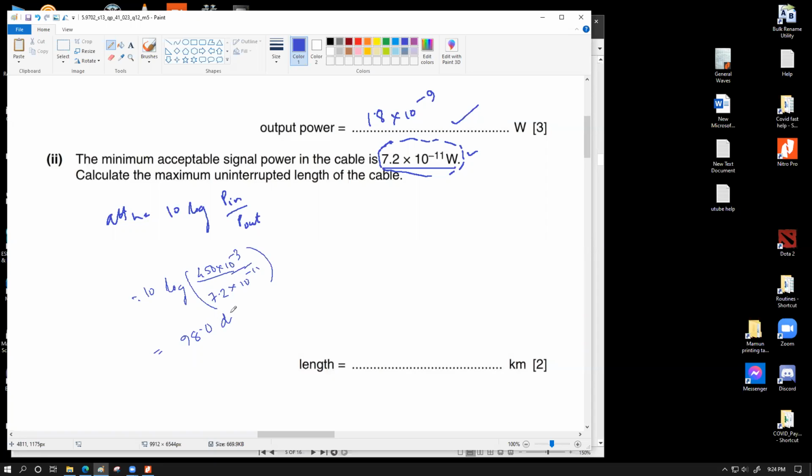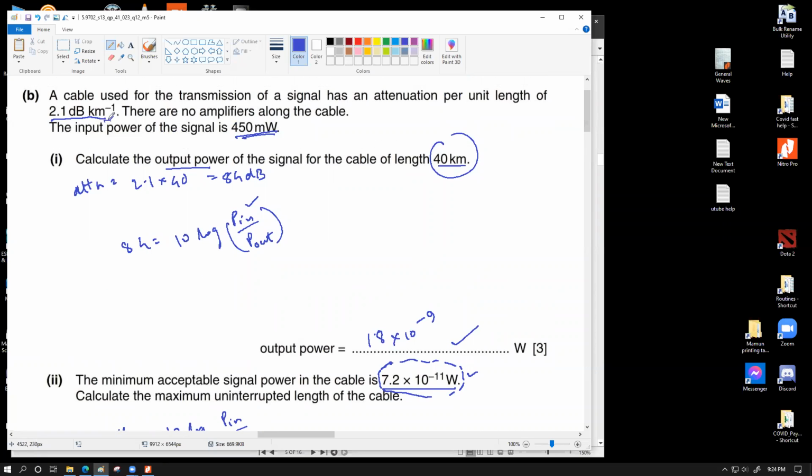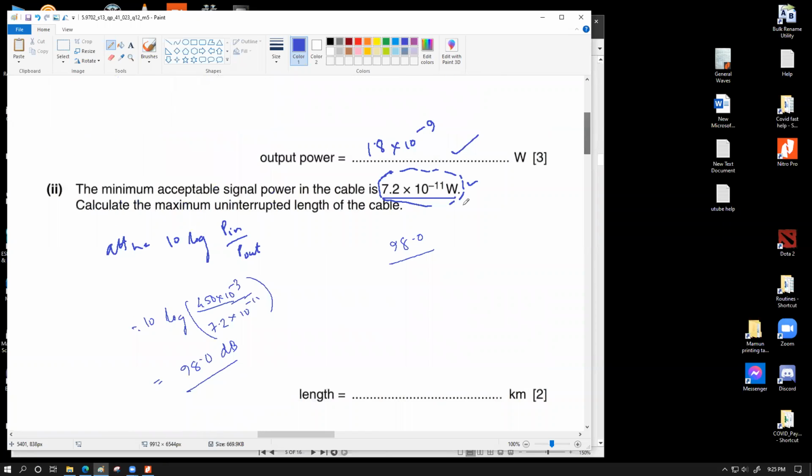This is the amount of attenuation that we're going to have over here if the signal gets dropped down to this much power. And then the question says that we have 2.1 decibel per kilometer of attenuation. So each kilometer reduces this much. So we just have to find out how many kilometers are required to make this much attenuation. That's basically very simple. 98.0 divided by 2.1. This is decibel, this is decibel per kilometer. So whenever it gets reverted, you get kilometer. 98.0 by 2.1 gives 46.7 kilometers.